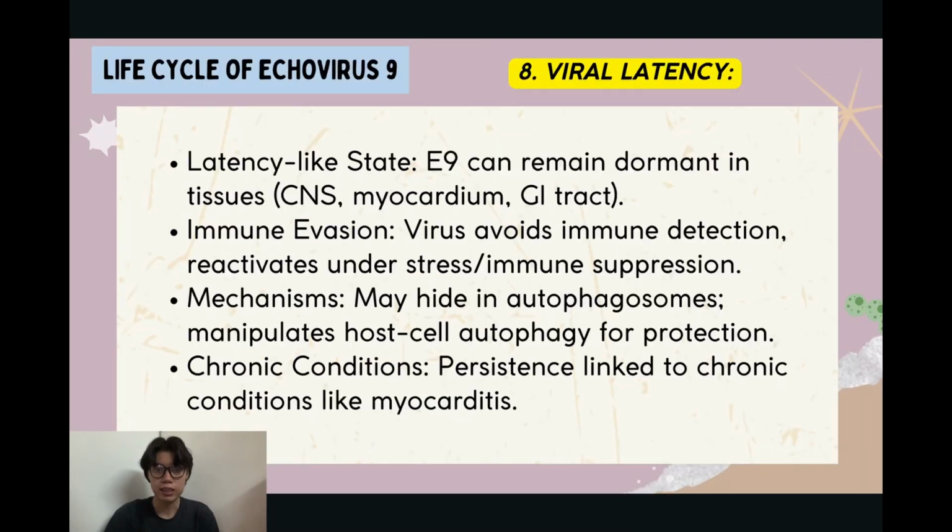For viral latency, echovirus 9 is primarily known for causing acute infections, but recent research has revealed that it may exhibit a latency-like state under certain conditions. This means that the virus can remain dormant in specific tissues, such as the central nervous system, the myocardium, and the gastrointestinal tract for extended periods. During this latent phase, the virus avoids detection by the host's immune system, remaining quiescent until factors like immune suppression or cellular stress trigger its reactivation.